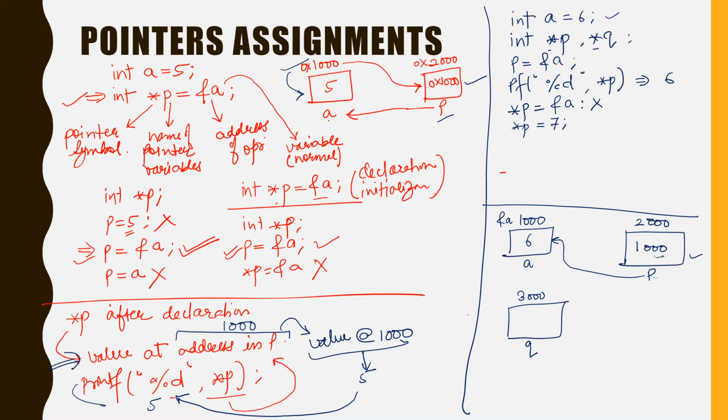Address in P is 1000. And what is the value at address 1000? It is 6. Now I have changed it with this statement. This 6 is changed to 7. So the value of A is also changed, right?